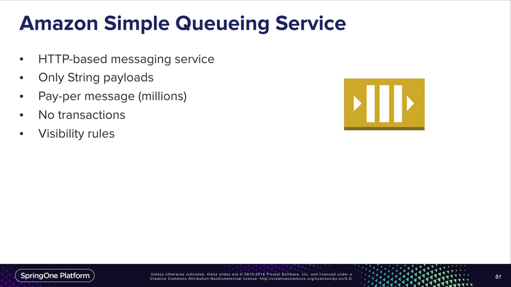pay per message. So I pay a few cents per million messages. No transactions. So there's a huge difference between JMS-based messaging providers and non-JMS-based ones like SQS. It has visibility rules, which I can work with to do semantics like how many times do I want to retrieve a message, and how long should a message not be redelivered if it's not acknowledged.